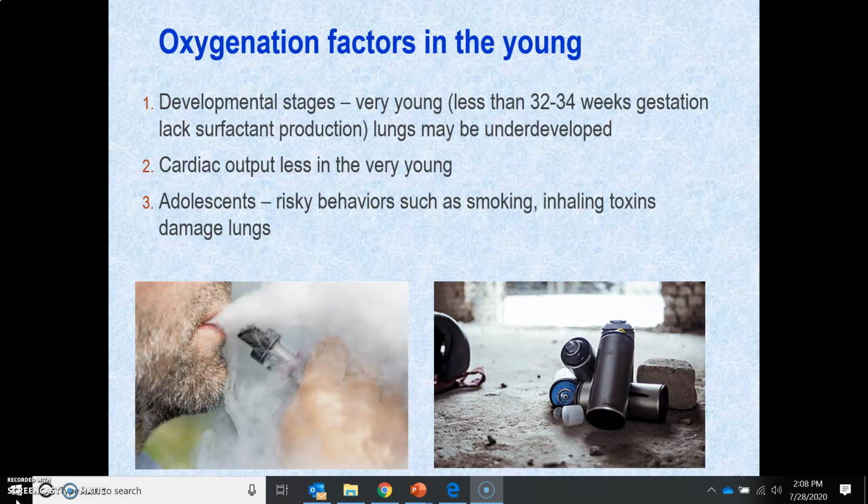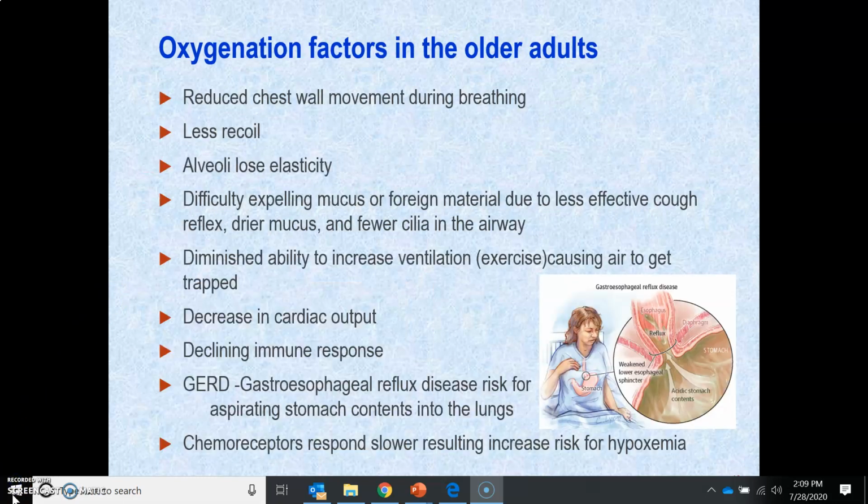The two photographs here in the picture depict vaping. When this first hit the market, we thought that it was going to be a safer alternative to cigarettes, but depending on what study you read, it is not. Some studies say it's as dangerous. Some studies say it's more dangerous. And the bigger issue right now is none of this is governed by the FDA, so you really don't know what you're getting in the flavored vapes. I'm not going to get on my little soapbox about these, but you're still inhaling toxins when you participate with this. So for our older people, factors include reduced chest wall movement because they've lost that elasticity.